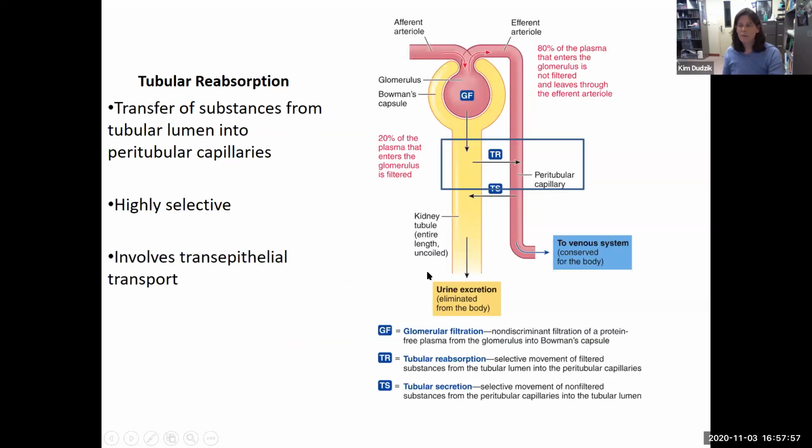Okay, hi everybody. We're back for part 2 of the urinary system. Part 1, we talked about filtration. So part 2, we're going to talk about tubular reabsorption.